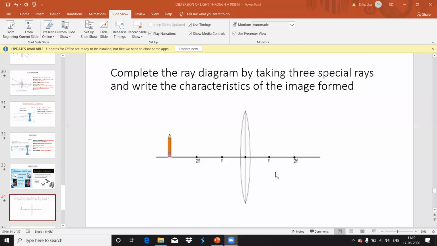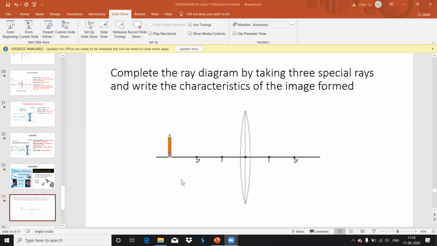All of you unmute your audio. Yes, sir. Yes. Have you drawn? Yes. Now 3 rays you have to take it.